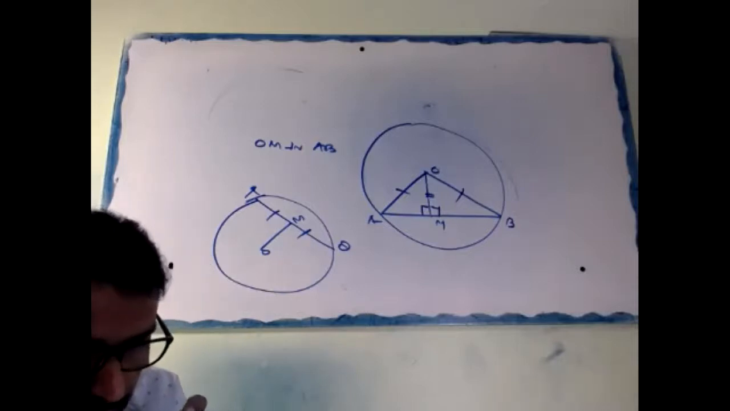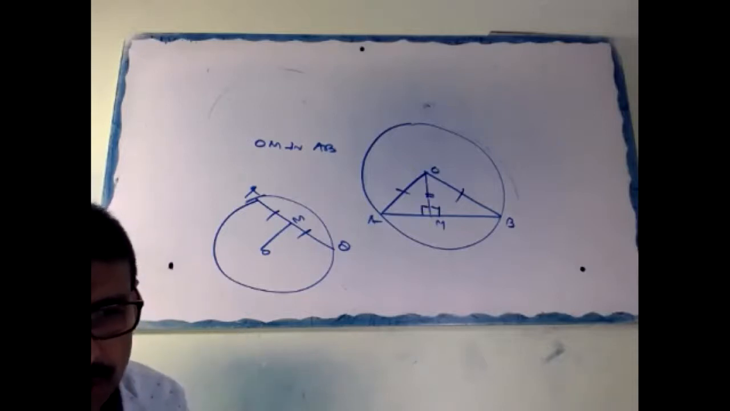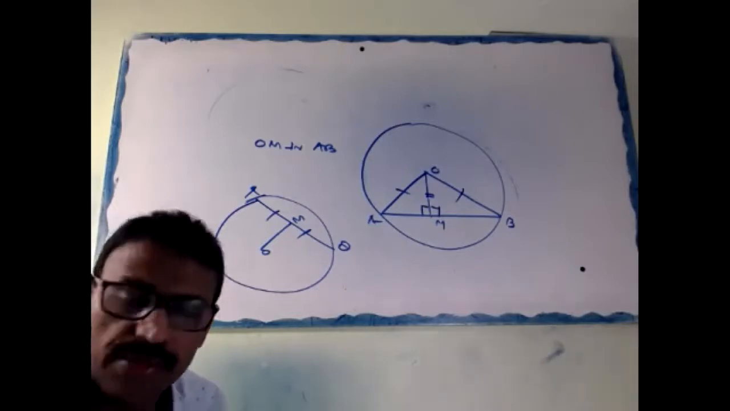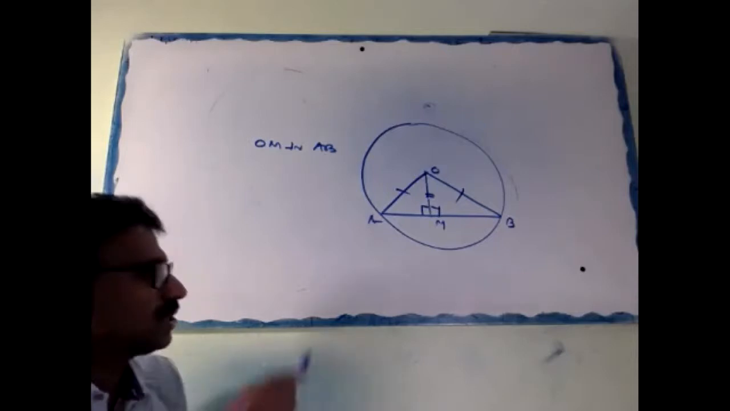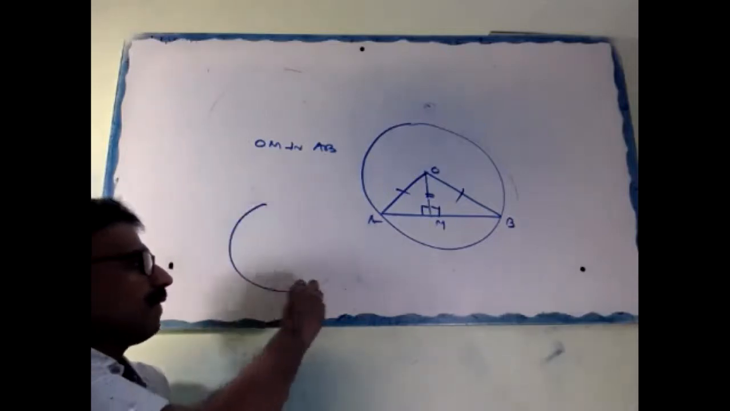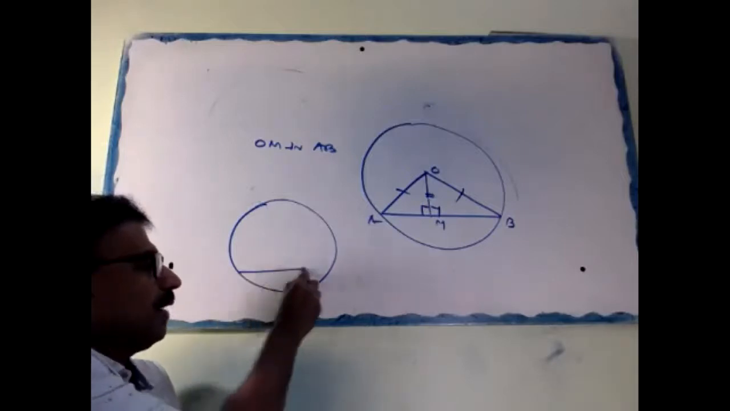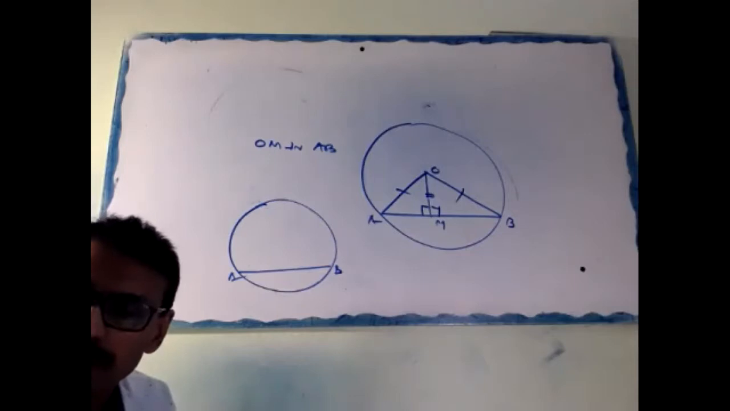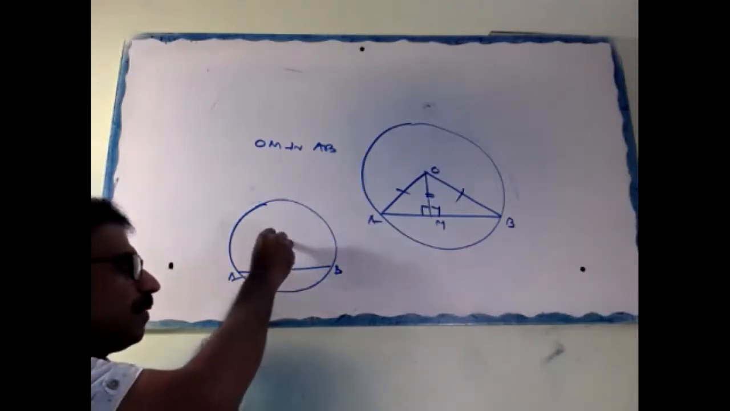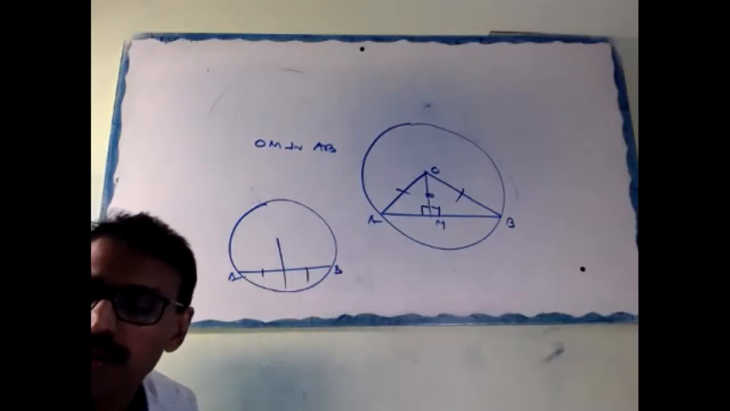The perpendicular from the center of a circle to a chord bisects the chord. You can see this manually. If you just draw a circle, then make a chord, maybe an 8 centimeter chord, and from the center you draw a perpendicular, of course you can see this part is equal to this one. That is clear now.